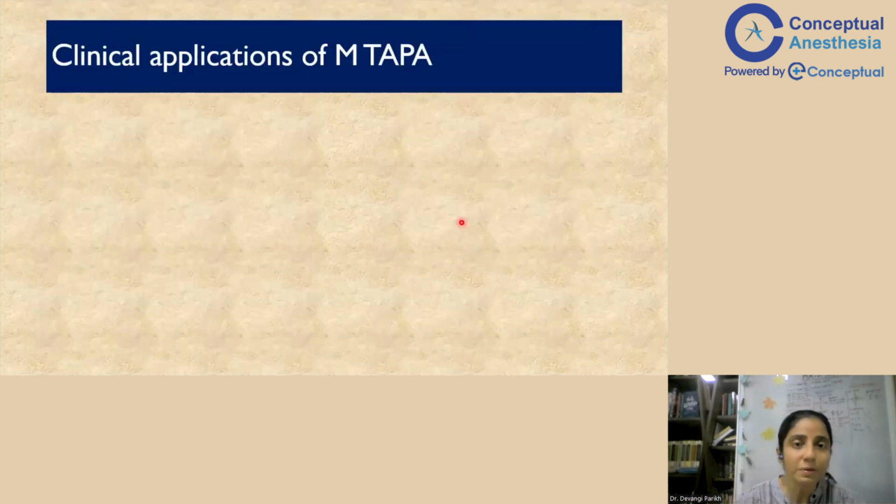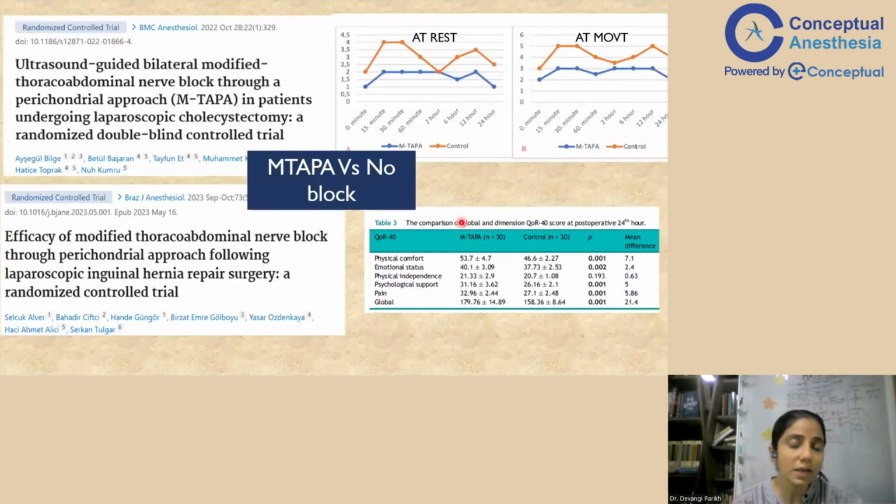Now, what are the clinical applications? Where are we going to use this mTAPA block? So they used it in lap cholecystectomy, and they used it in laparoscopic inguinal hernia surgery. And there are two studies. They compared, in a randomized control trial, mTAPA versus no block. And obviously, if we compare versus no block, definitely mTAPA had better results. It had lower pain scores at movement, at rest, and also the pain intensity and quality of recovery were better in those patients where mTAPA was given.